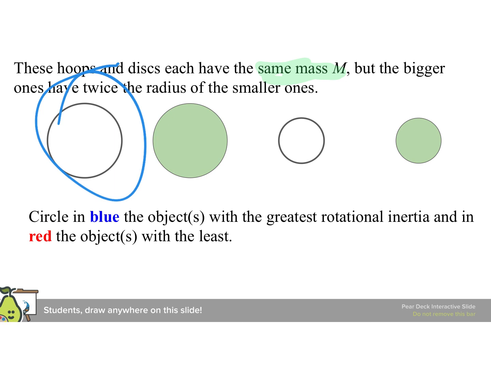the most. In exactly analogous reasoning, we know that this disk is less than that hoop. We also know that this disk is less than that disk. And so we should end up with that as our least.